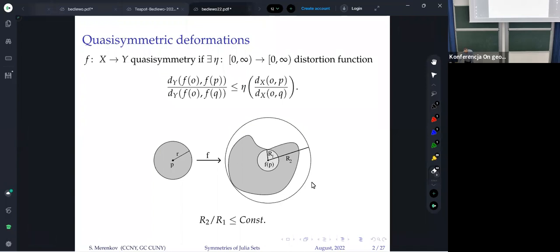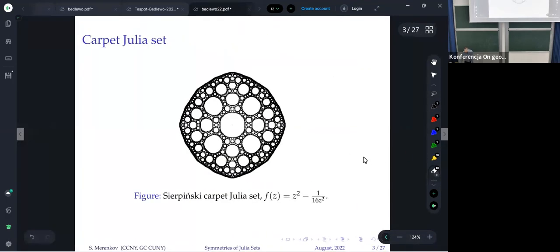And since we are in Poland, I should probably start with a Sierpiński carpet Julia set. This particular example is a Julia set for this degree 4 map, z squared minus 1 over 16 z squared. This is also a post-critically finite rational map. Post-critically finite is what Julia already defined: you look at the set of critical points, you iterate them, and you should end up with a finite set, not an infinite set.